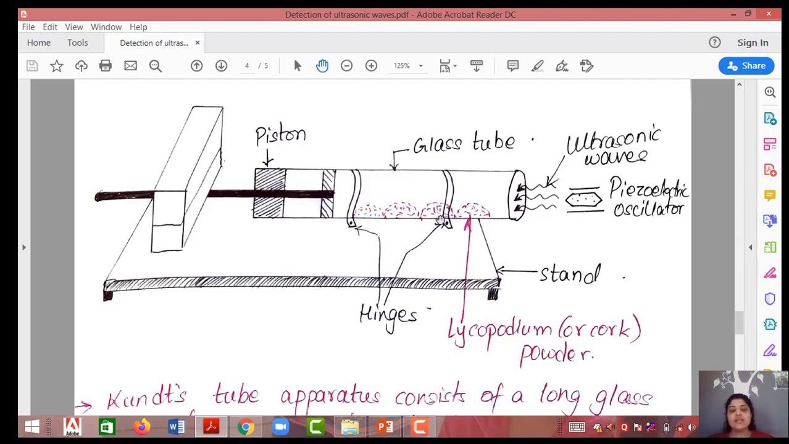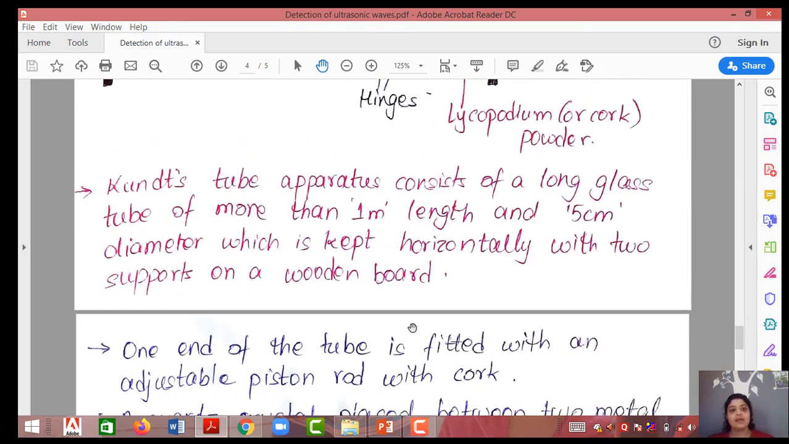And because we are using the glass tube, what can be done? Because of this glass tube, we can calculate the distance between the two corresponding nodes, that will be half of wavelength, or we can calculate the distance between two antinodes, that will again be half of wavelength. And we already know the frequency of this ultrasonic source, so we can come to know what is the velocity of ultrasonic waves in this medium. So let me just explain point-wise again.